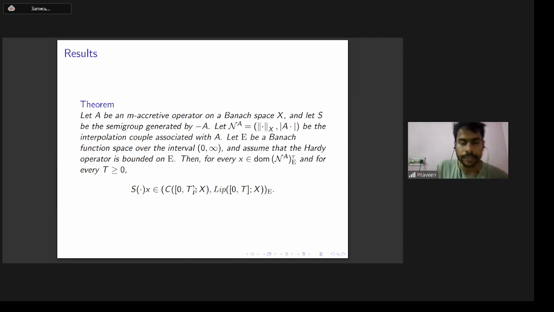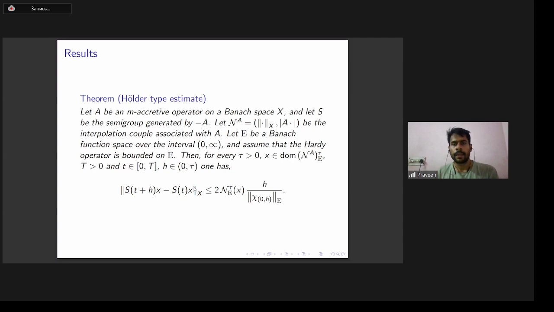So basically, the result we have now is that if we take the initial value in between the domain of A and the domain of A closure, that is, in the effective domain of the interpolation function of the interpolation couple associated to the m-accretive operator A, then the solution of that abstract Cauchy problem is in the interpolation set between the space of continuous functions and the space of Lipschitz continuous functions.